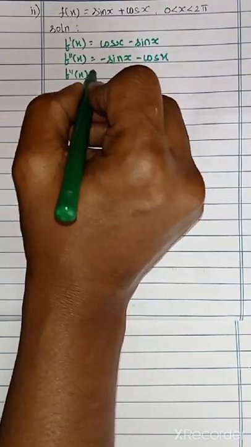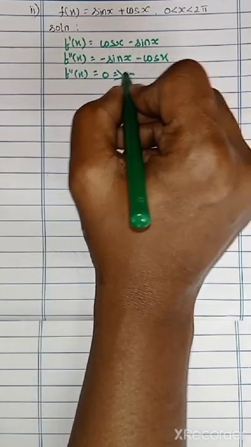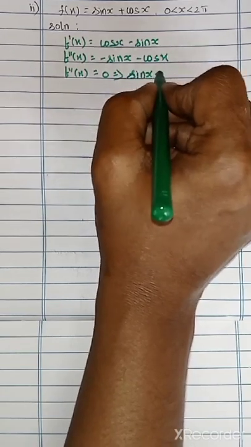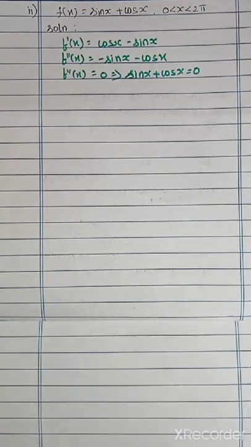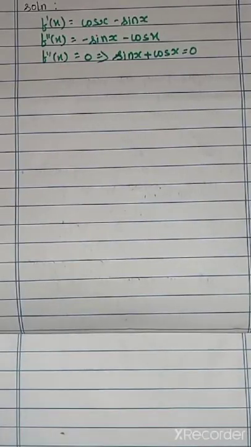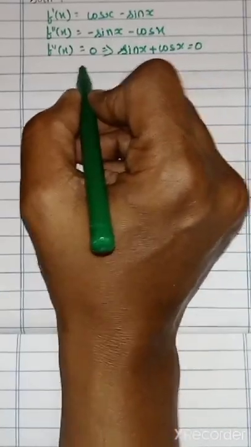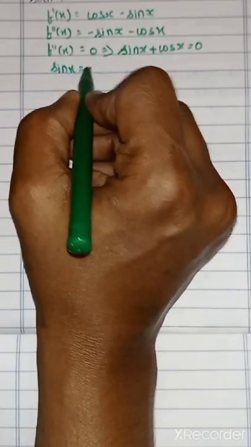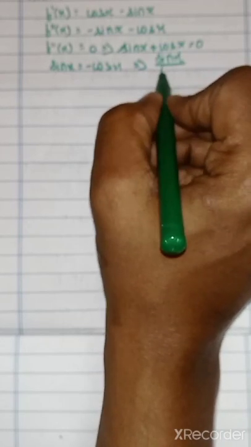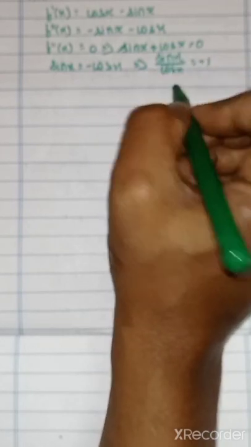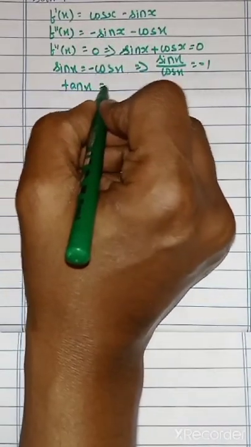f double dash of x equal to 0. That is, we can take minus common, so sin x plus cos x equal to 0. Correct? Now we have to find your x value, right? So here we can write this as sin x equal to minus cos x. Correct? Again we can write this as sin x by cos x equal to minus 1. So sin x by cos x is tan x. So tan x equal to minus 1.